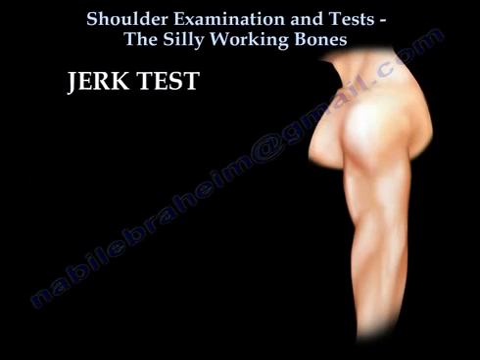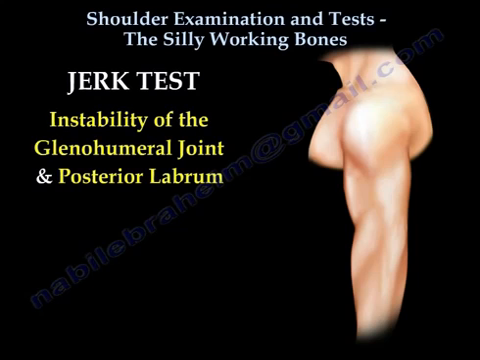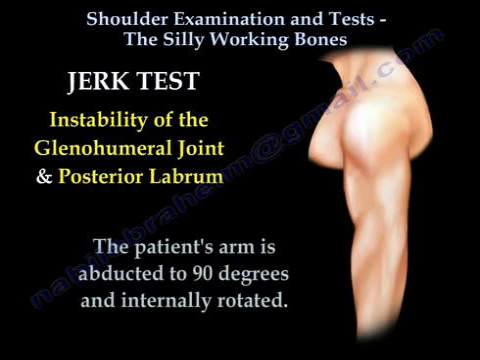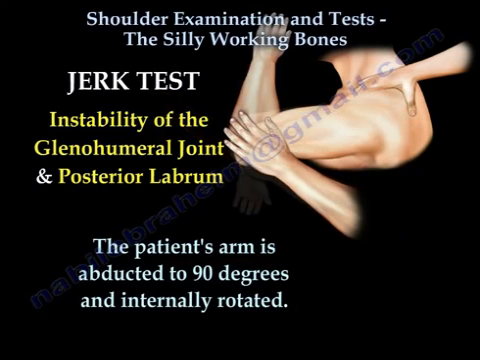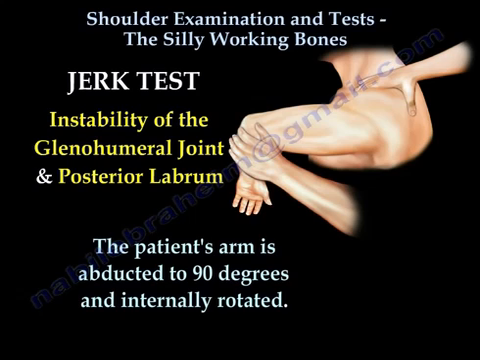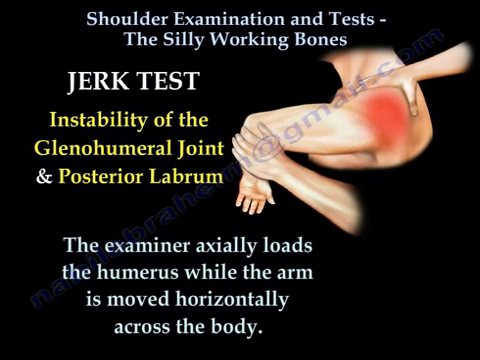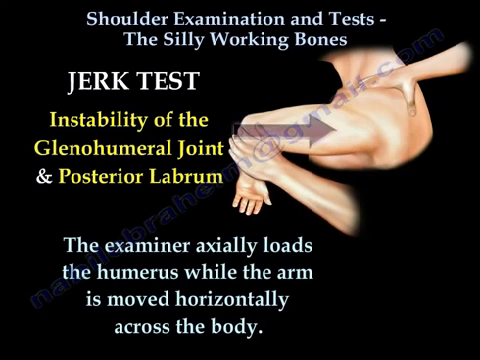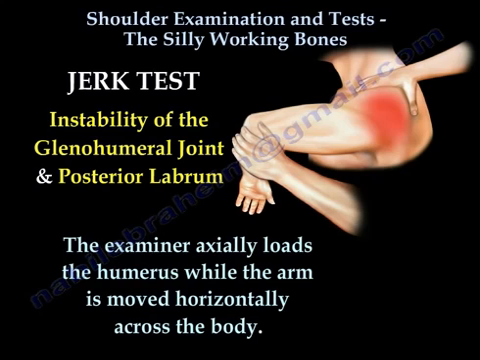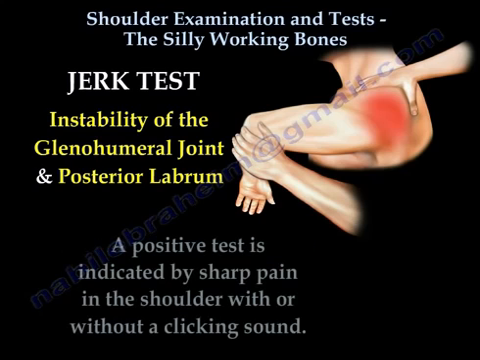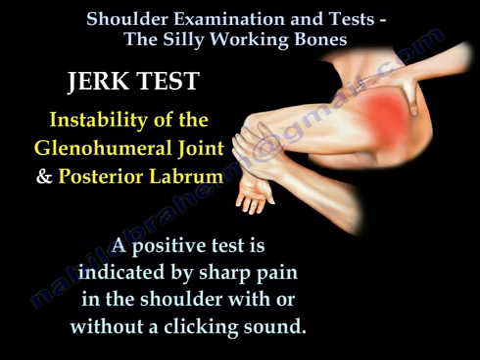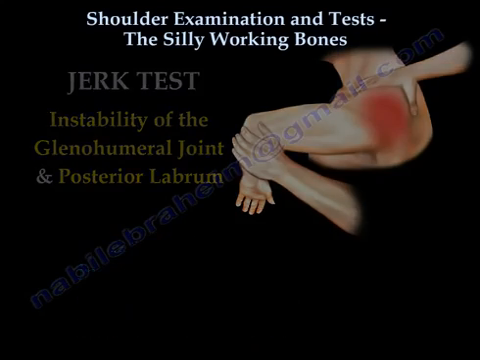Jerk test is the name of a real test to study the instability of the glenohumeral joint and the posterior labrum. The patient's arm is abducted to 90 degrees and internally rotated. The examiner axially loads the humerus while the arm is moved horizontally across the body. A positive test is indicated by a sharp pain in the shoulder with or without a click.